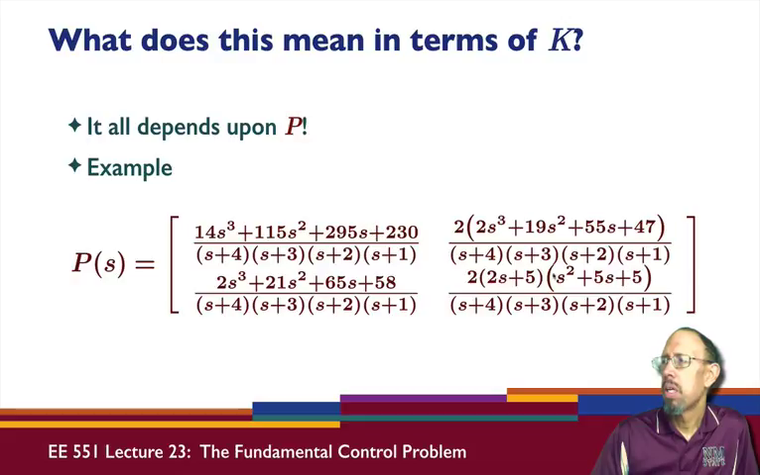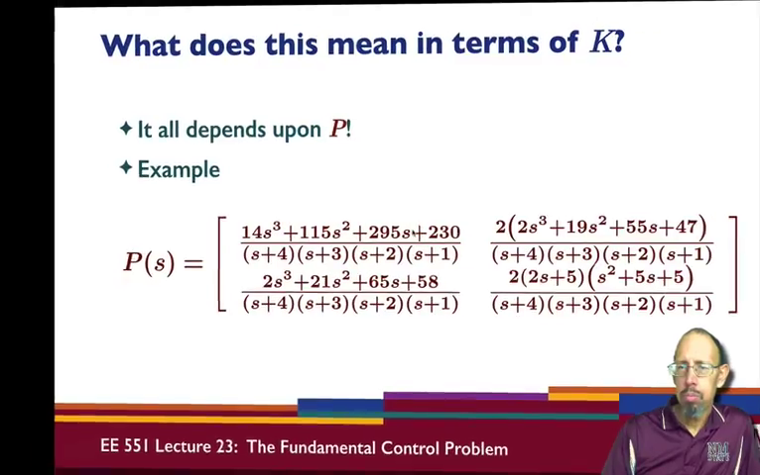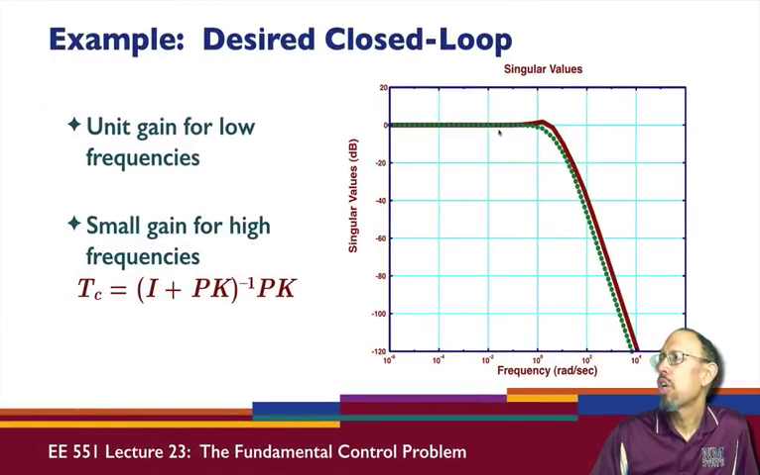So here's an example transfer function that we might work with. And so we might have this as a desired closed loop response. So the green is the smallest singular value, the reddish here is the largest singular value, and so we want unit gain for low frequencies and small gain for high frequencies. Okay, so that's the kind of thing we would want. And so this is what we desire in the closed loop.